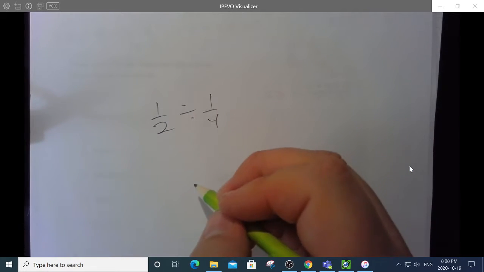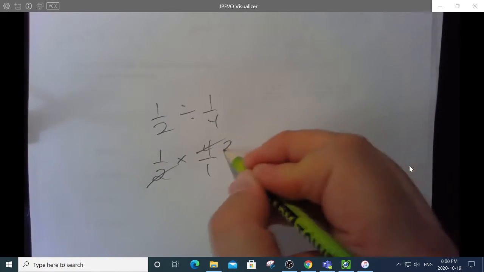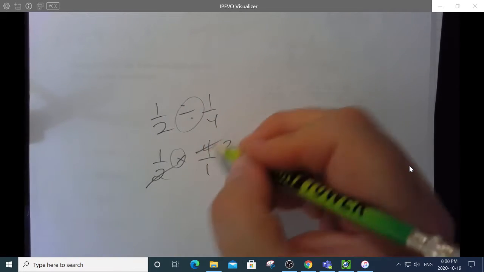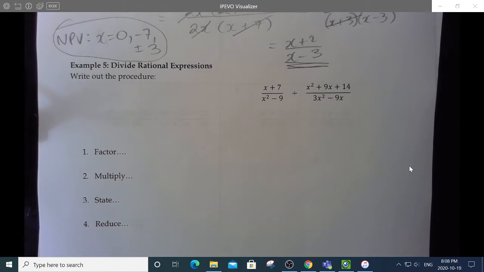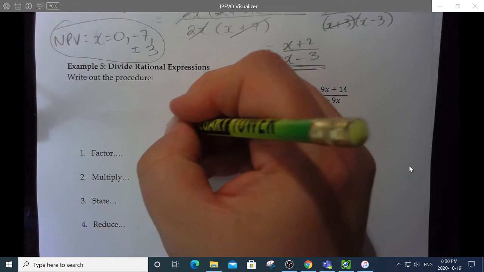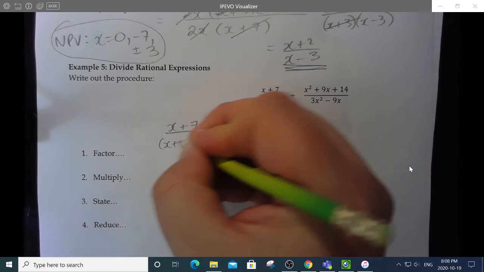So how do you actually do that calculation? You change it like so. Ta-da! Change the divide to times the reciprocal. So let's do that here. But we'll factor first. So first we're going to factor. So we have x plus 7 over, the bottom there is x plus 3, x minus 3 again.